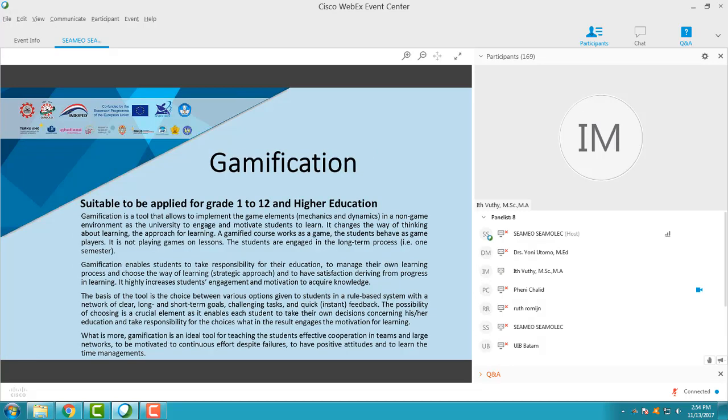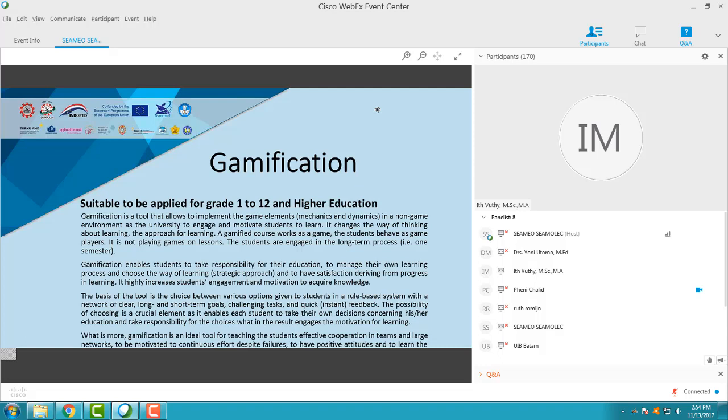You can see what we say about the brief of gamification. It is suitable to apply for grade 1 until grade 12 and higher education. This is the tool that allows the implementation of game elements in a non-game environment such as the university, to engage and innovate students to learn. So it changes the way of thinking about learning. It is an approach for learning, gamifying a course as a game. The students behave as game players.